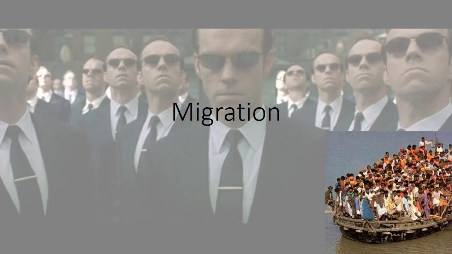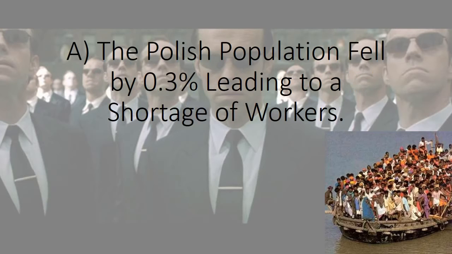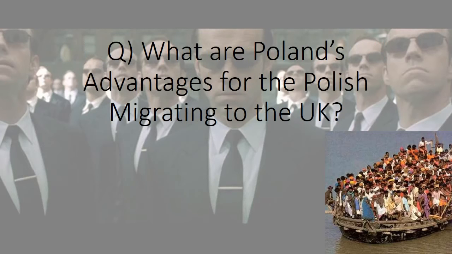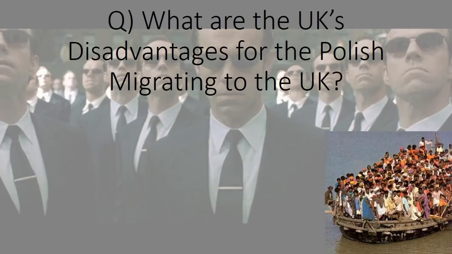Migration. What are Poland's disadvantages for the Polish migrating to the UK? The Polish population fell by 0.3%, leading to a shortage of workers. What are Poland's advantages for the Polish migrating to the UK? Economy is slowly growing. £4 billion has been sent for workers in the UK to Poland.